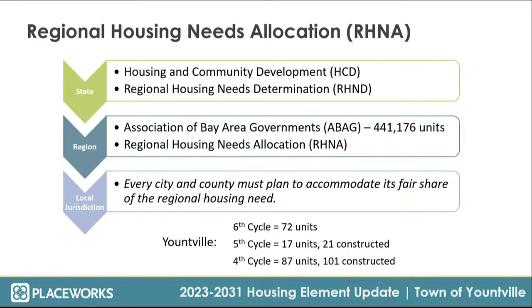So we have included what your fourth cycle was, which was 87, and there were actually 101 units constructed that year. It's also important to look at what was constructed versus what your allocation is. The fifth cycle was done almost 8 years ago, and it was coming out of a recession. So everyone's allocation was much, much smaller at that point. So the fifth cycle was 17 total units, and you did end up constructing 21 units during that 8-year period. So now we're looking at planning for 72 units over this next period.